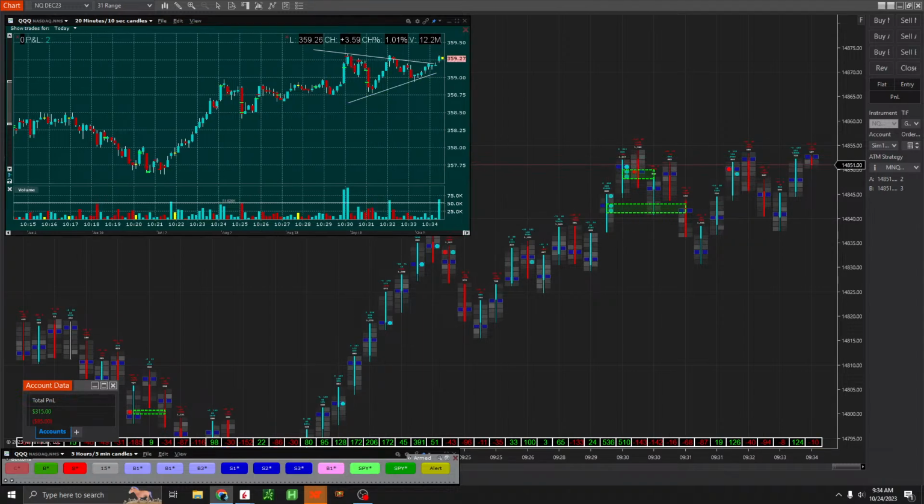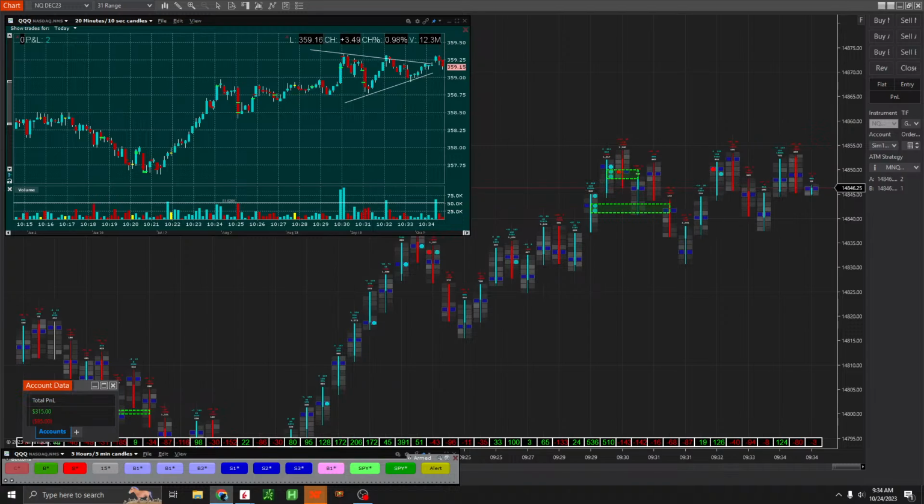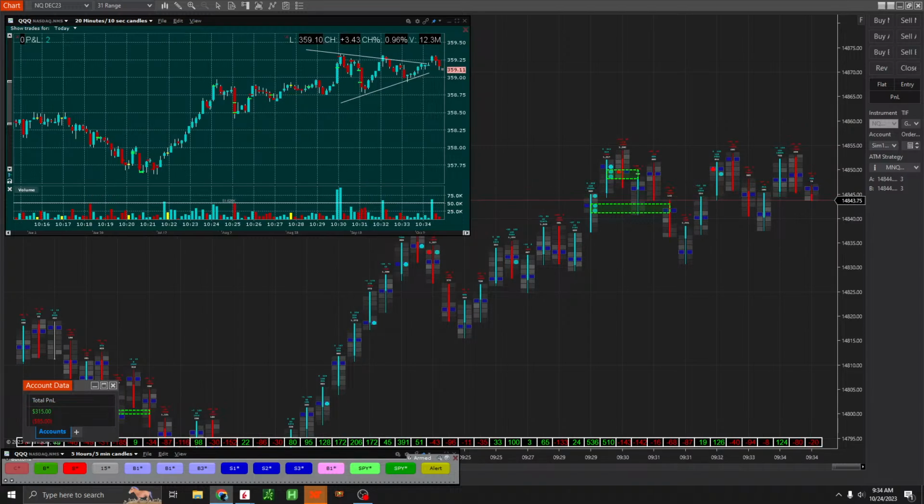Let's see how my boy Relentless Trader's doing. Probably better than me. Well, I only see one of his. He's in Leon at the moment, up 171.